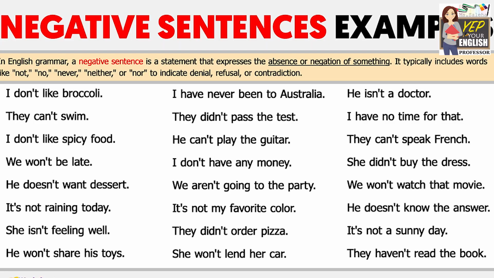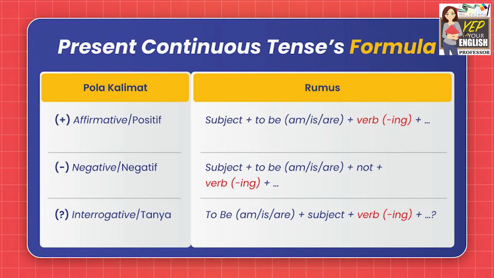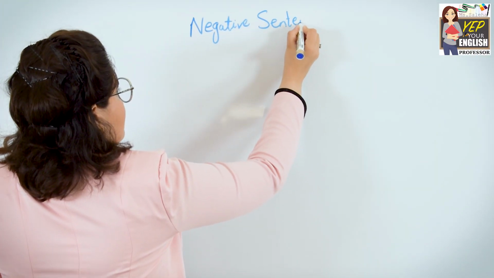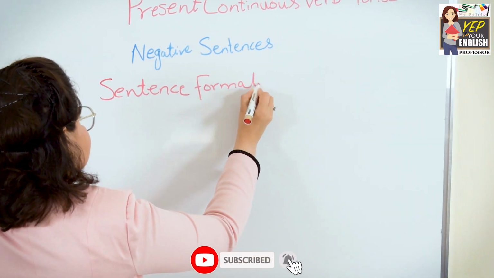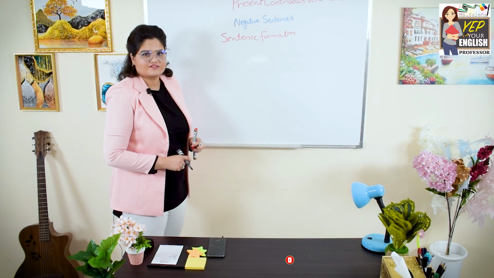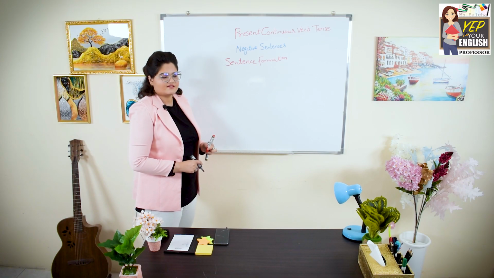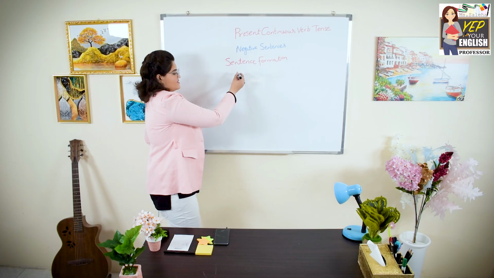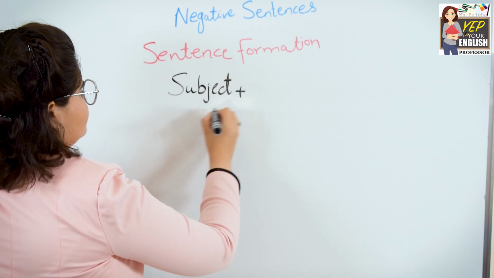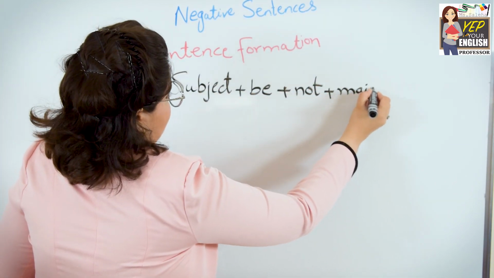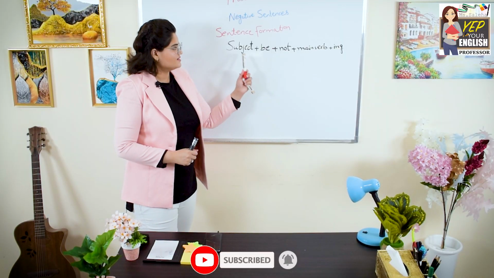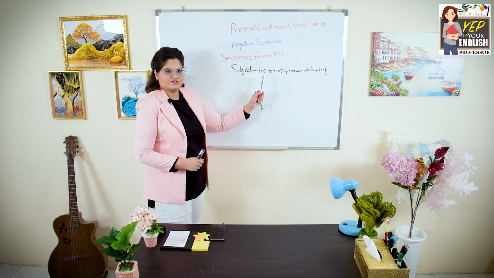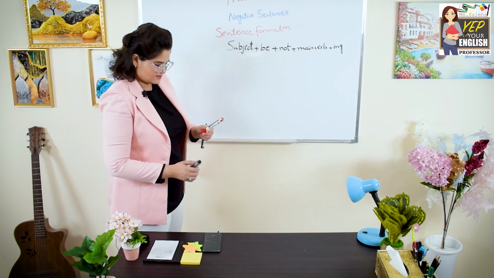We can also make negative sentences in present continuous tense. So let's see how we do it. In present continuous verb tense, we make the sentences in the same pattern. We just add a not after the be form. Let's see the key. You can see the pattern is same. We just added a not after the be. Let's see some examples.